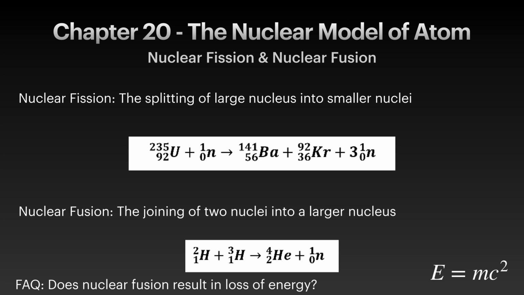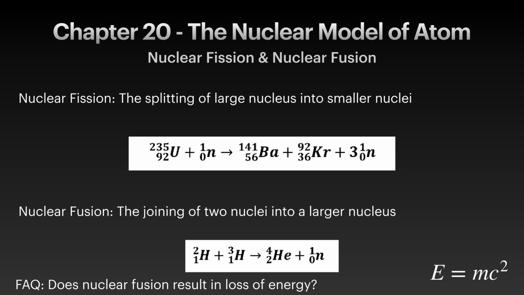In both fission and fusion, some mass is lost and converted into energy. This is explained by Einstein's famous equation, E equals mc squared. A tiny amount of mass corresponds to a very large amount of energy.